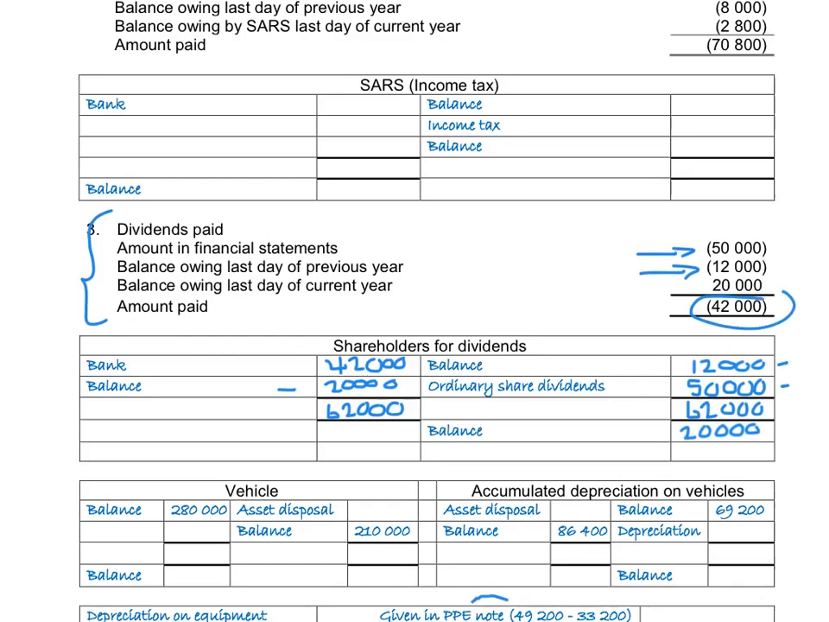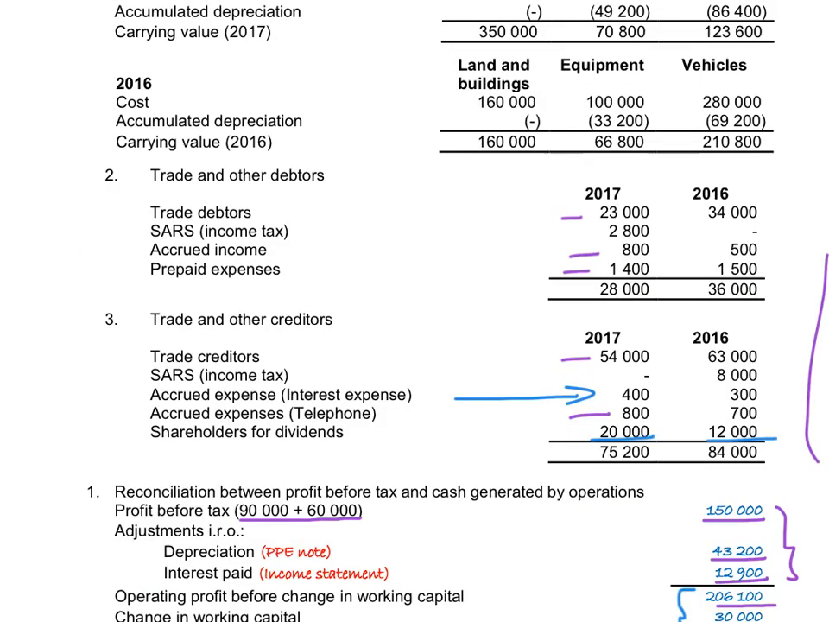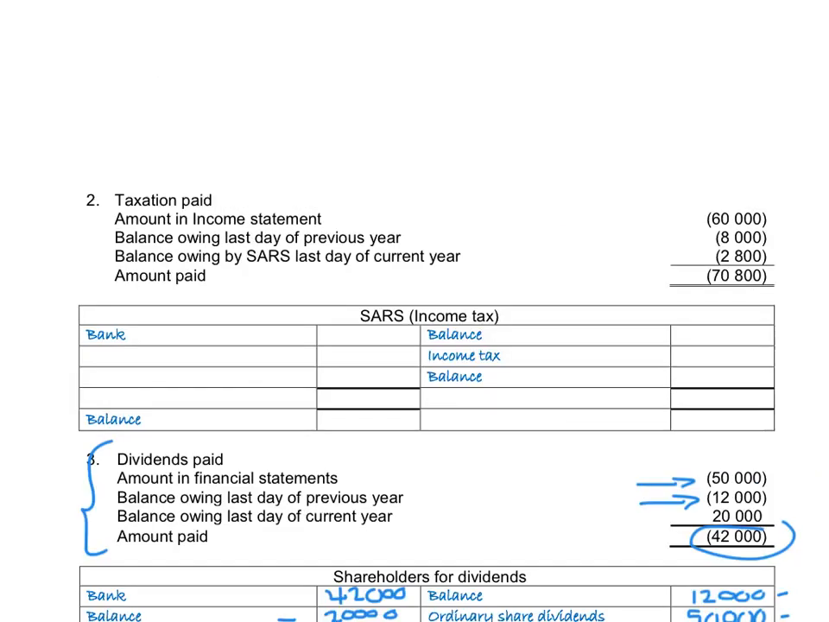If we look at the SARS income tax amount in the notes, we see that we owed 8,000 at the end of 2016. And at the end of 2017, we paid too much tax to SARS. So SARS owes us 2,800. The opening balance is 8,000 Rand. The closing balance is 2,800, but it's a debit balance.